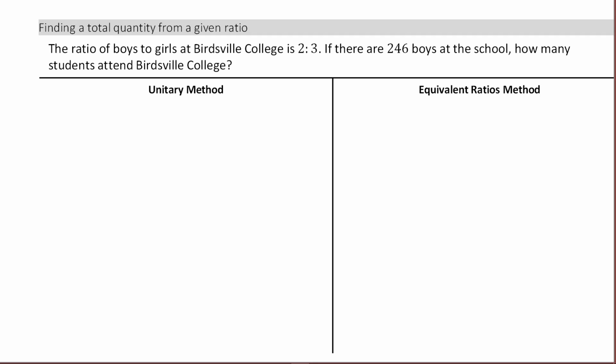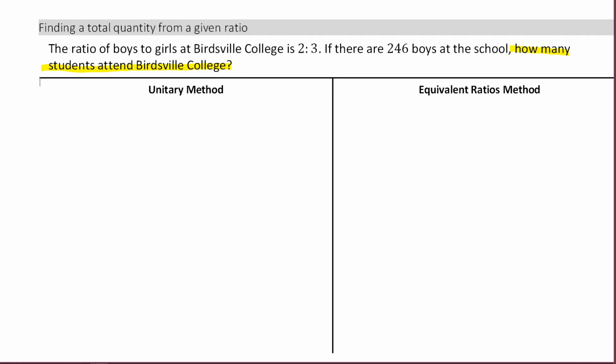Welcome. So this is the last part of this lesson, and we're going to be answering this question, which is a little bit different. So let's see how we go. It says the ratio of boys to girls at Birdsville College is 2 to 3. If there are 246 boys at the school, how many students attend Birdsville College?